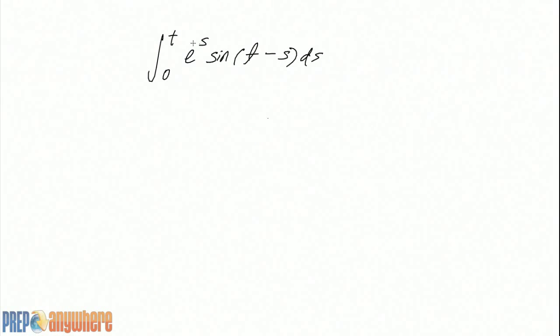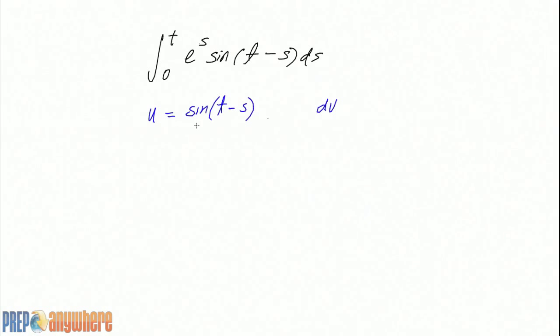Okay, we have e to the power of s and sine as a function of t minus s, where t is a constant. So this is integration by parts, and we have to pick our u and dv. And I'm going to pick u to be sine of t minus s.